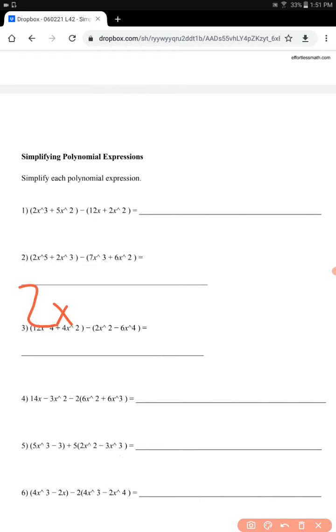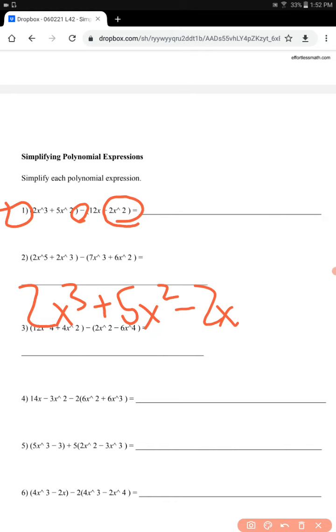So 2x to the power of 3, number 1 right here, plus 5x to the power of 2, and there's another like term right here, 2x to the power of 2. Both are being raised to the power of 2, but be careful. It's not 2x to the power of 2, it's negative 2x to the power of 2, because it's being subtracted right here. So minus 2x to the power of 2, and then minus 12x.